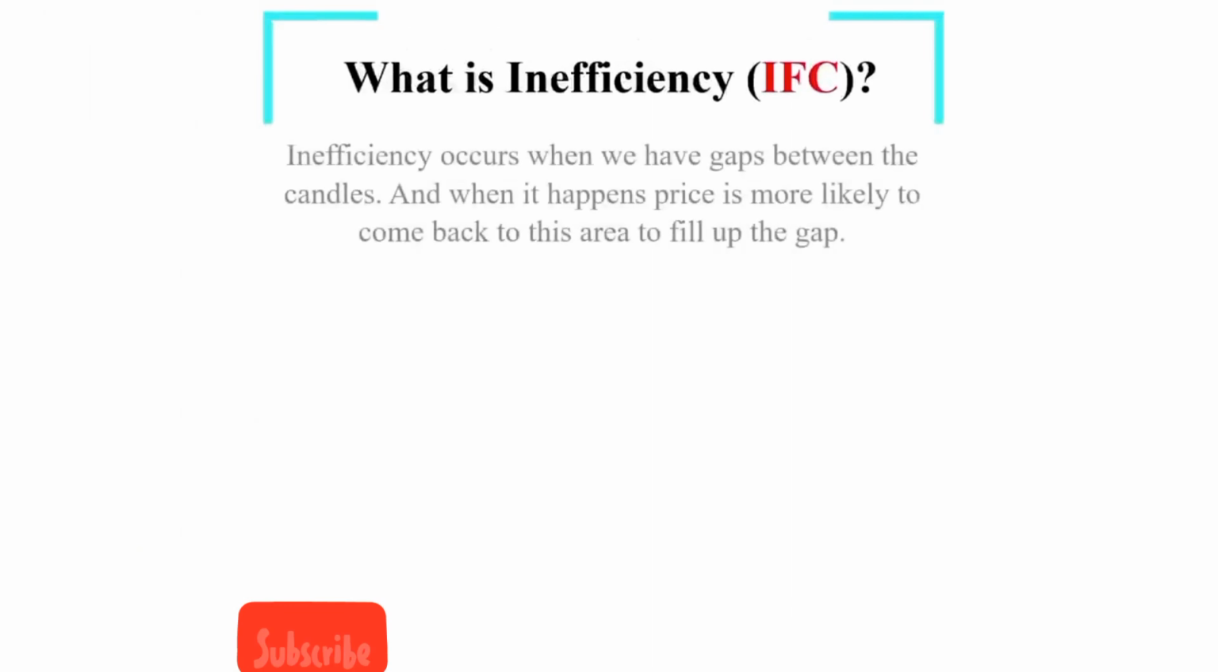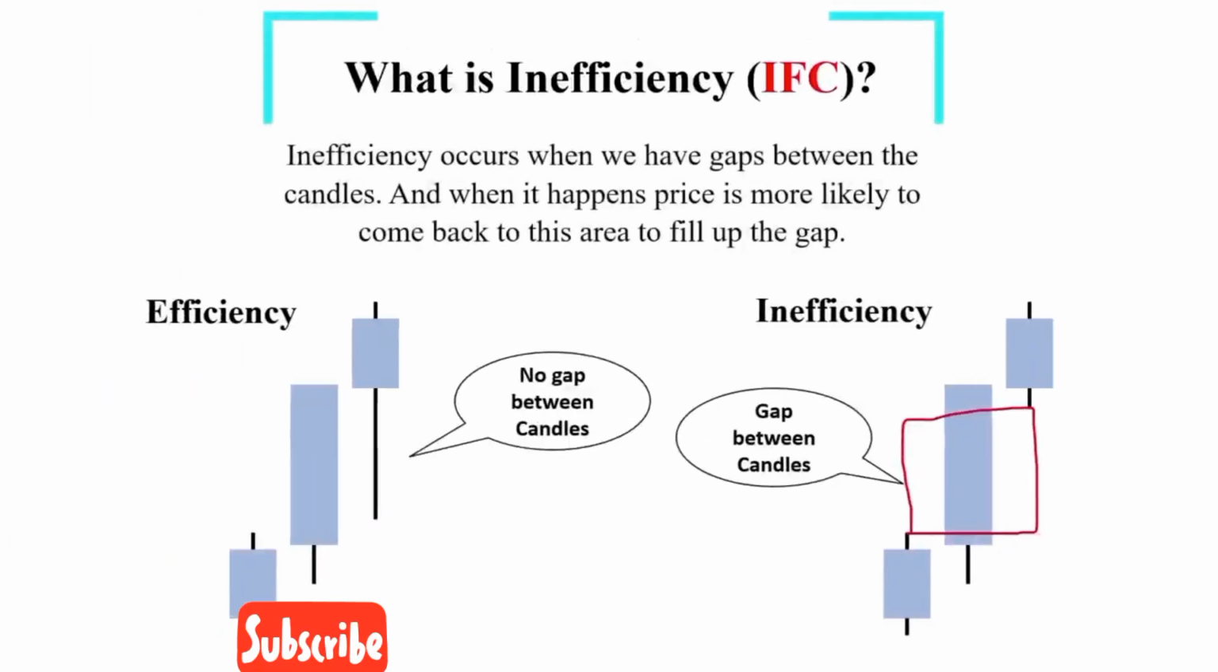So what is the inefficiency? Inefficiency occurs when we have gaps between the candles, and when it happens, price is more likely to come back to this area to fill the gap.